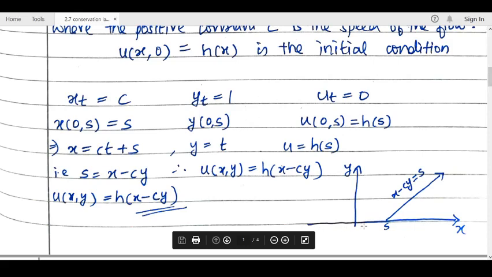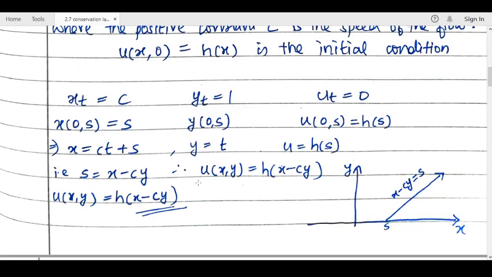So u lies here. When x is 0, u is a constant, and these are the characteristic curves. x minus cy equal to s. Suppose s is here, then you will have a line like this, the equation of a line. If s is here, you will get a line like this. So all these are characteristic lines like this, and u is a function of x minus cy.